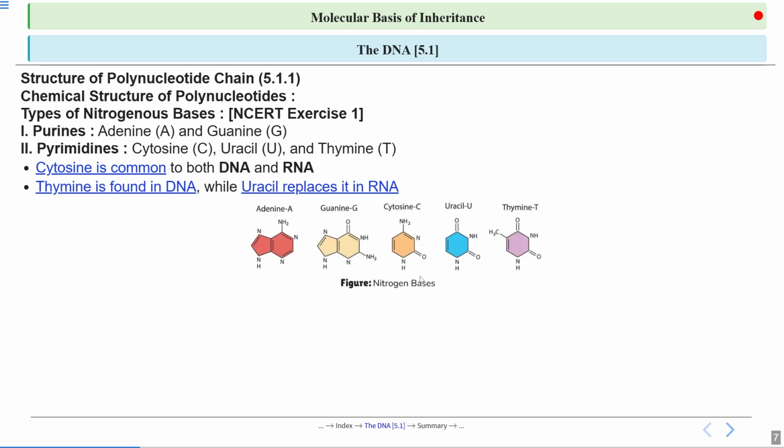These are the structures of the nitrogen bases. This is adenine, this is guanine, this is cytosine, this is uracil, this is thymine. These are our nitrogen bases. You don't need to remember their structures, but you need to remember which purine complements which pyrimidine and all those things, which we are also going to talk about in detail.